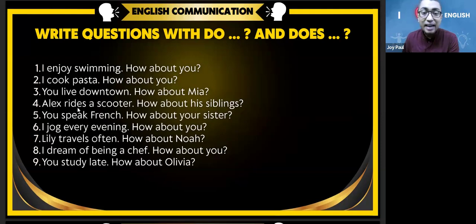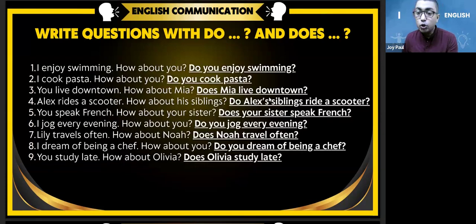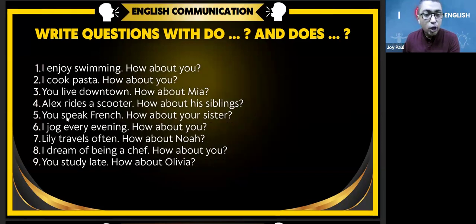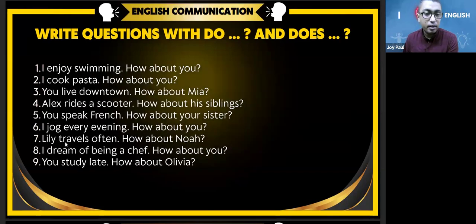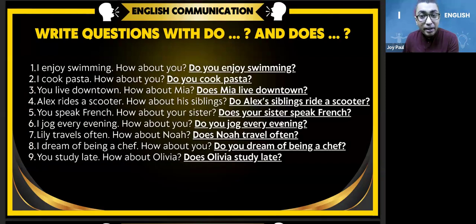Next, Alex rides a scooter. Alex rides. Don't say ride. Alex rides a scooter. How about his siblings? You can say, do Alex's siblings ride a scooter? Great. You speak French. How about your sister? You can say, does your sister speak French? Great. I jog every evening. How about you? You can say, do you jog every evening? Great.